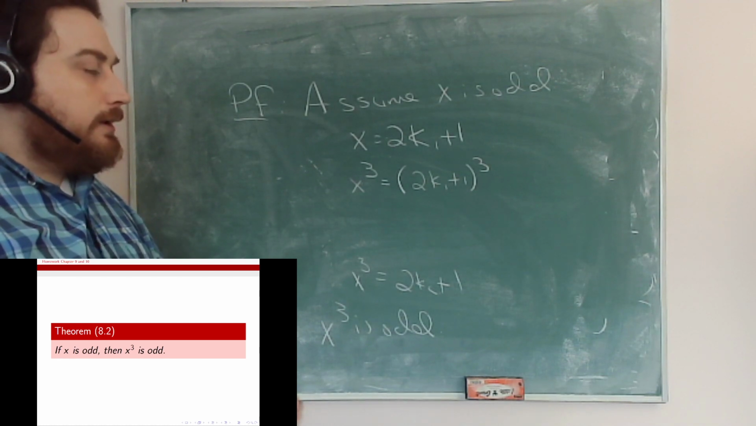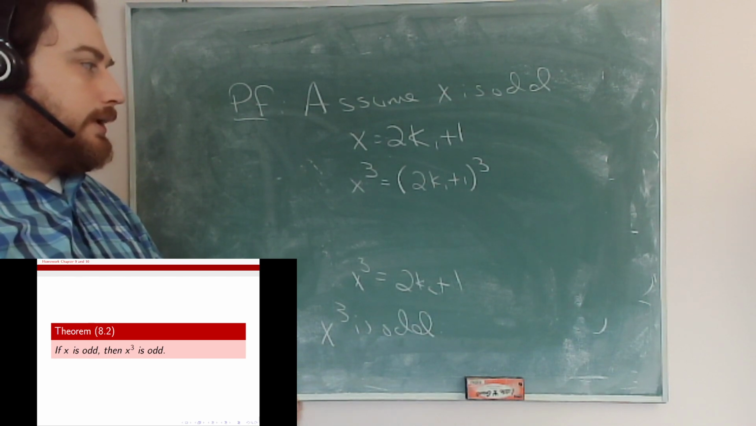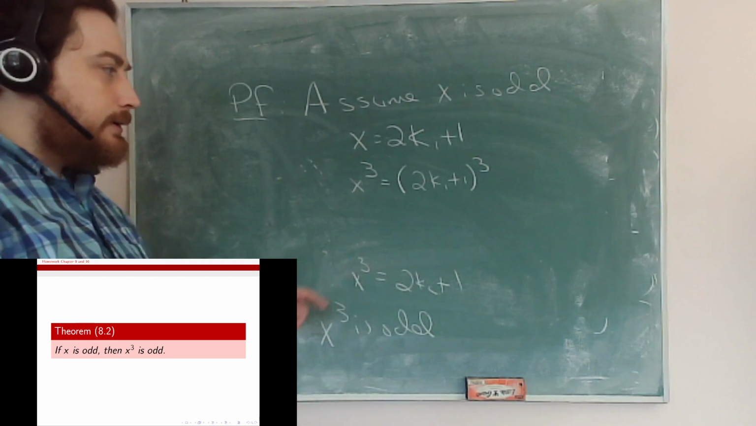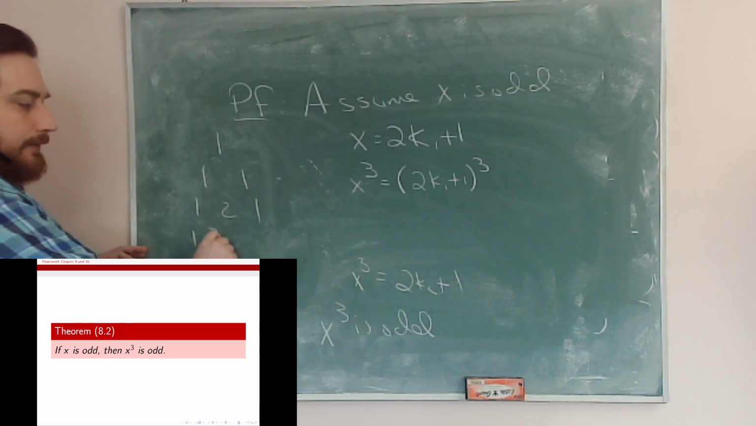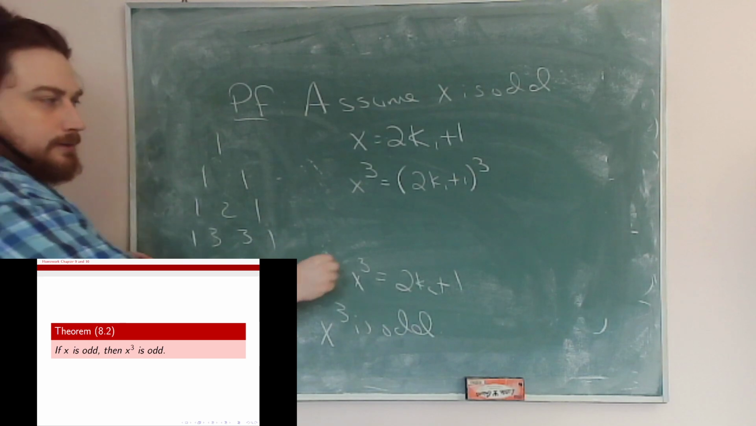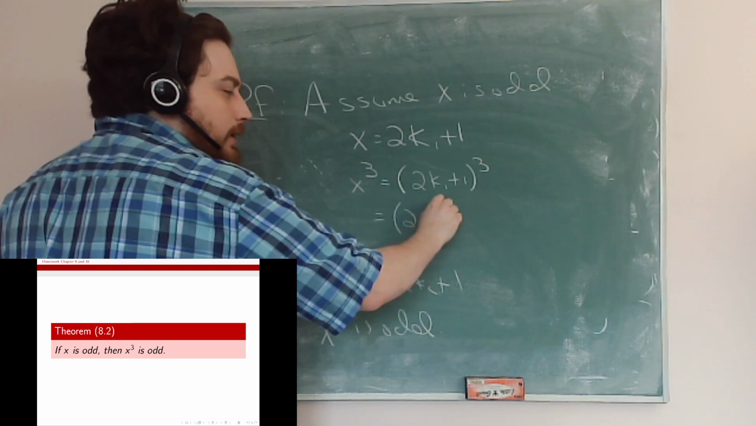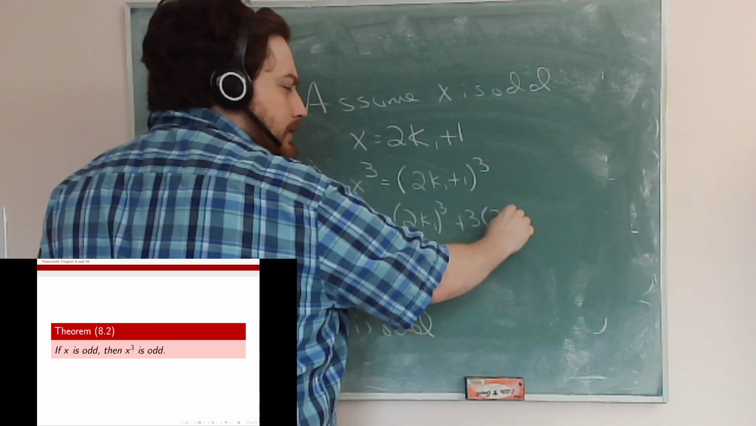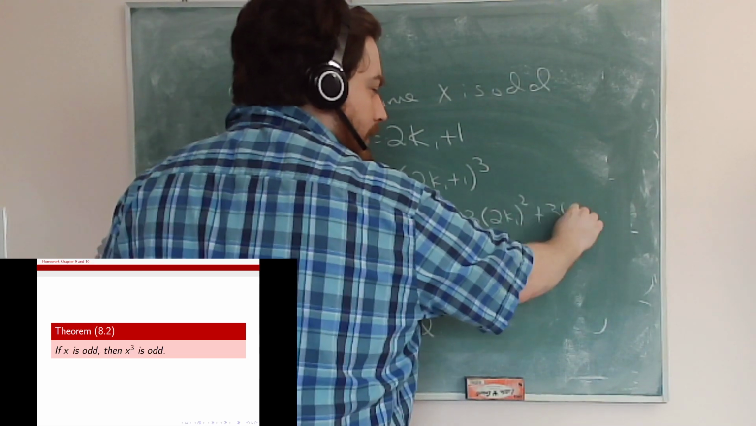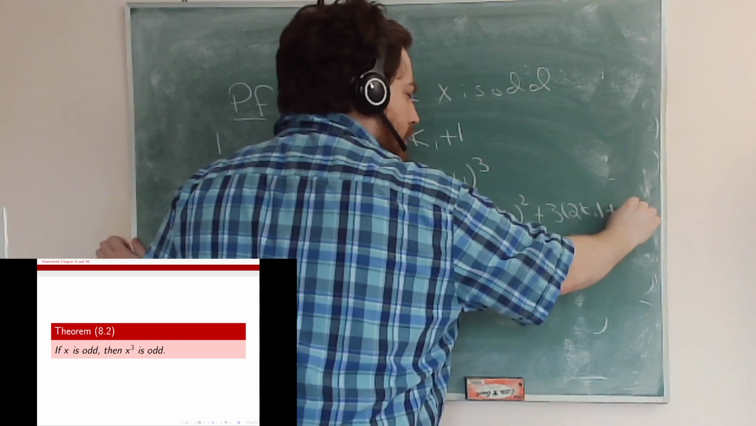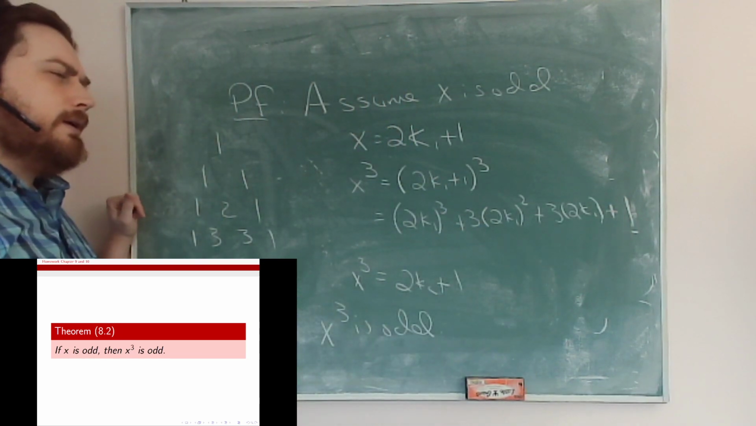Very good. Now, if I wanted to, I could indeed actually FOIL that out and then FOIL again and distribute it as I want. But I'm going to use Pascal's triangle because we know it. So it's 1, 1, 1, 2, 1, and if I use cube, it should be 1, 3, 3, 1. So this should be 1 times 2k1 cubed plus 3 times 2k1 squared times 1 plus 3 times 2k1 plus 1 cubed, which is 1. So if I cube that out, that's what I'm going to get.